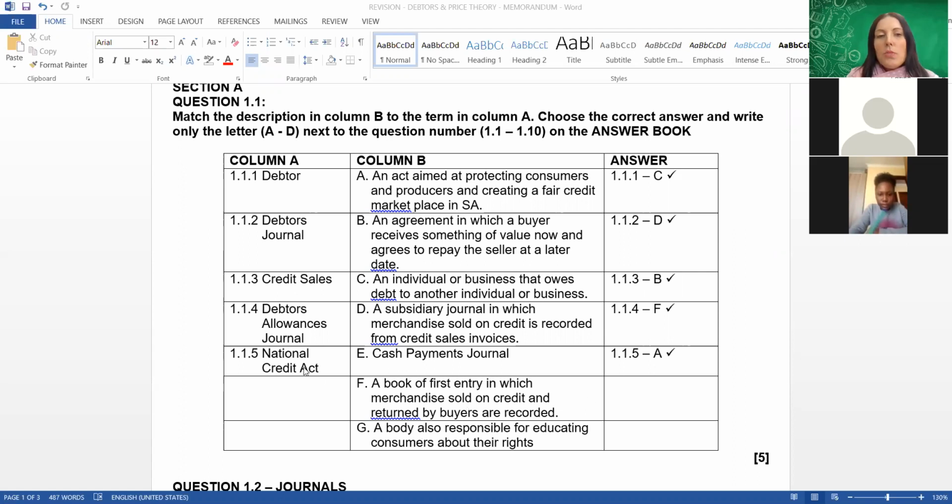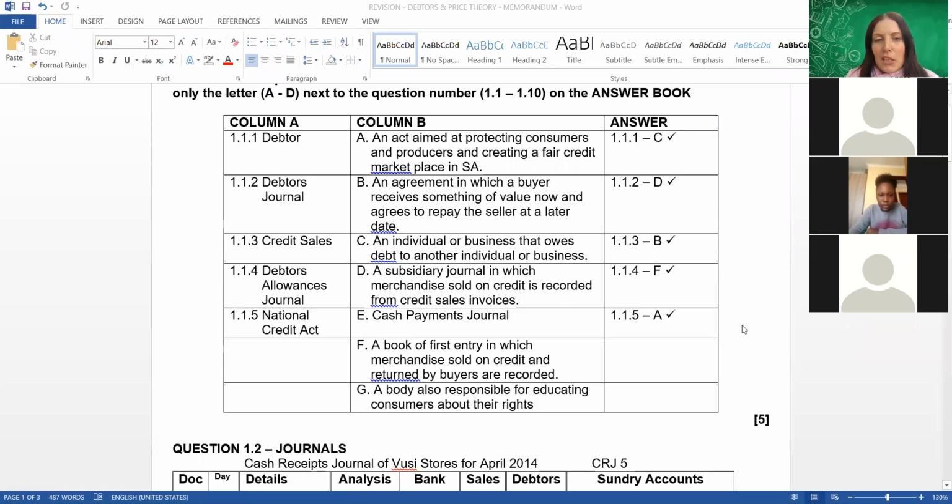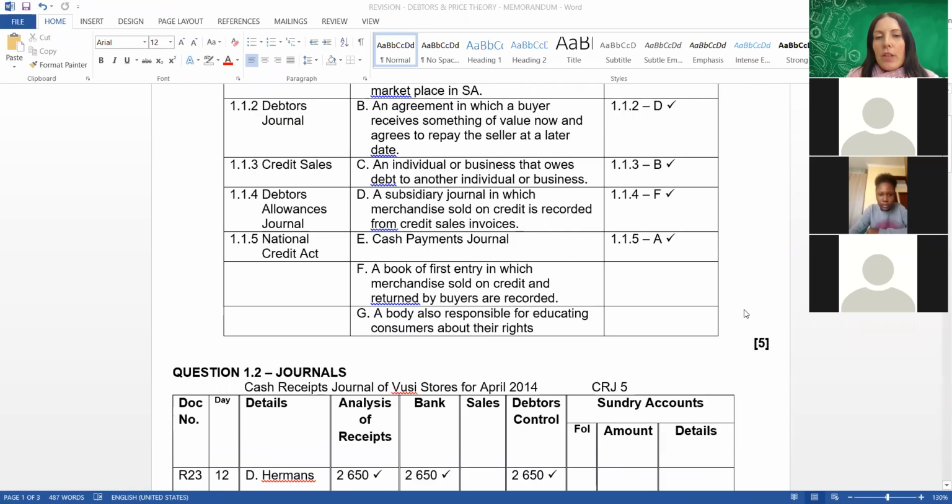And then the last one, the National Credit Act, number 1.5 is A, an act aimed at protecting consumers and producers and creating a fair credit market. So 1 mark each, and that is for 5 marks. Happy with that? Good. Let's move on to the journals.